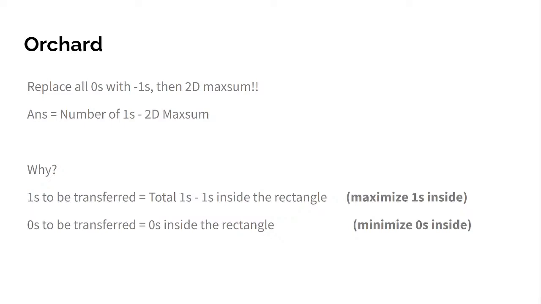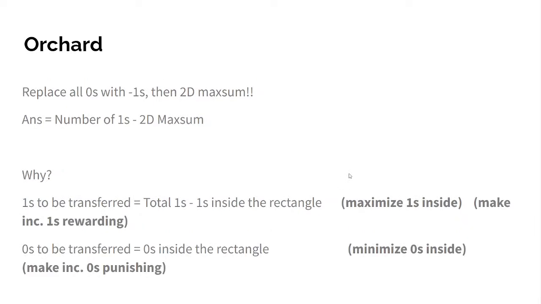Alright, so basically we replace the zeros with negative ones and then do 2D max sum. Since we are going to be losing money if we have a zero inside where the rectangle of ones should be, we can map that as negative one because we're now in a way losing money. So basically, including ones is rewarding and including zeros is punishing.